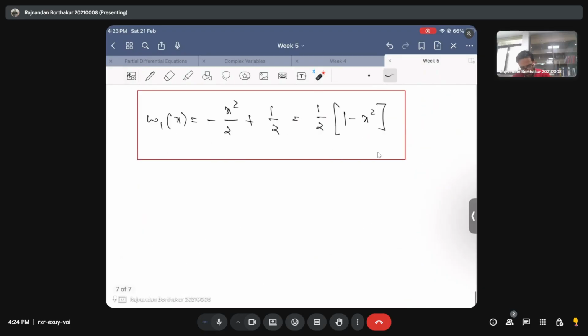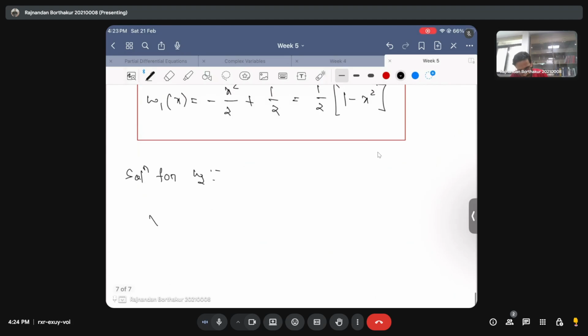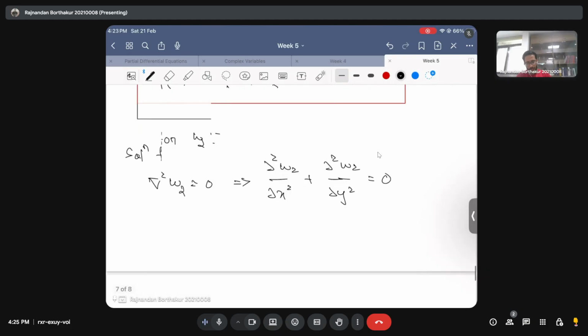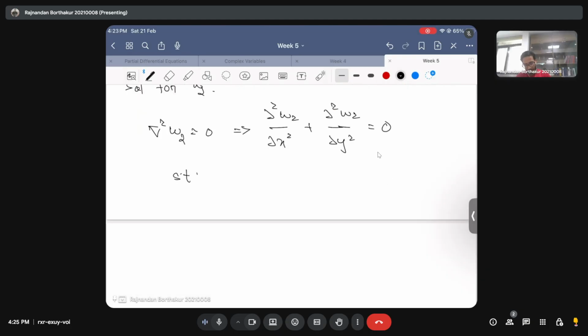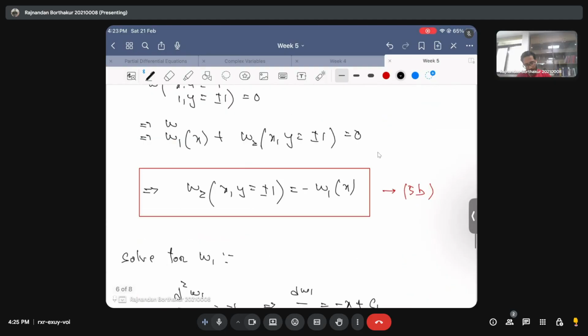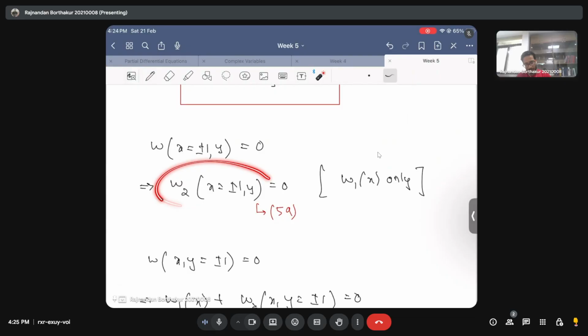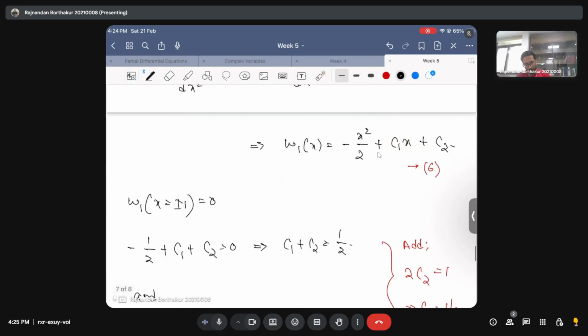So now the solution for W2: I know that W2 satisfies the Laplace equation, which is del square W2 equal to 0, that is del square W2 by del x square plus del square W2 by del y square equal to 0. And it is subject to these boundary conditions. W2 at x equal to plus and minus 1 for all y is equal to 0.